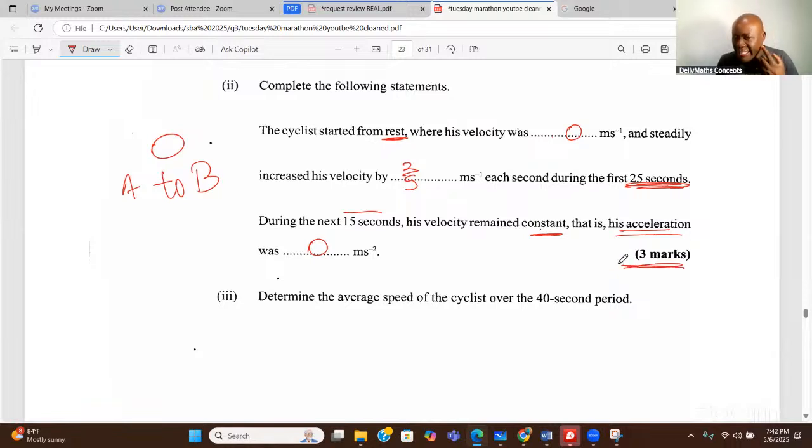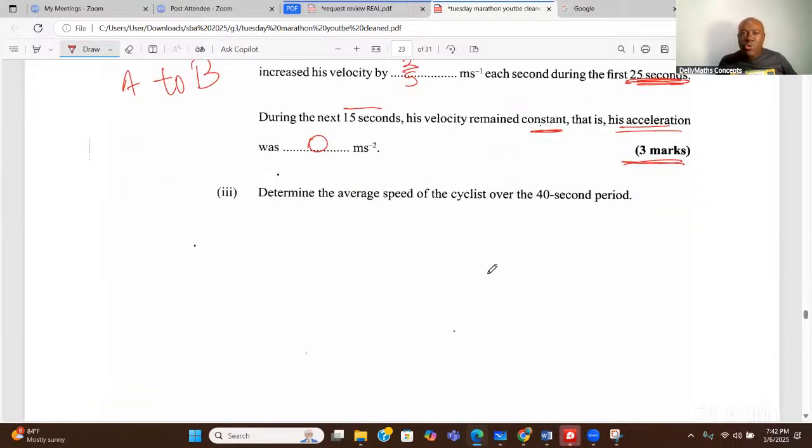That's 3 marks right there. A nice 3 marks. You're going to learn soon. Don't worry yourself. All right?